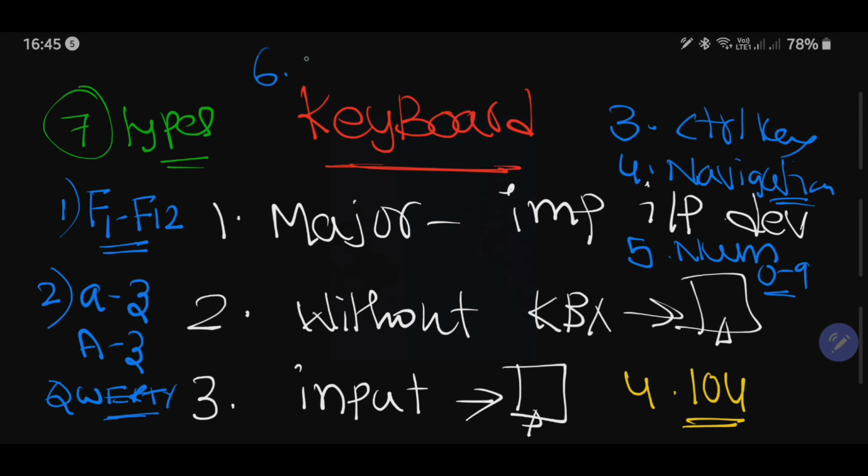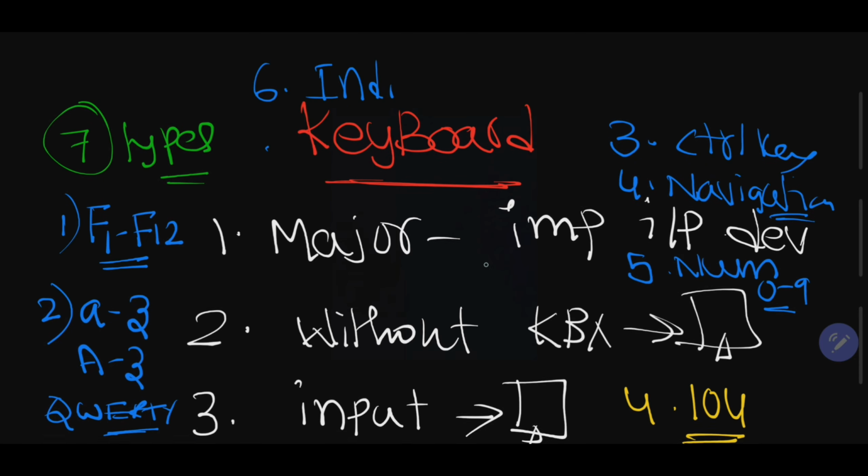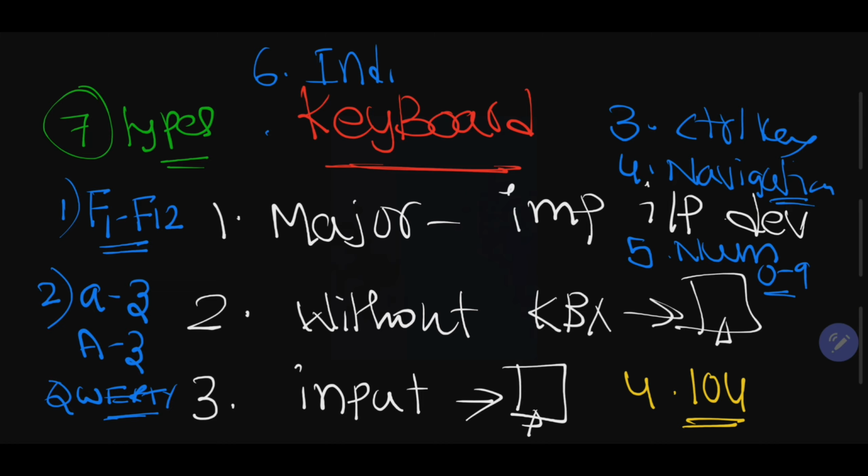Next, indicator keys. So what are indicator keys? Indicator keys means caps lock on, scroll lock on, num lock on. There are some kinds of indicators you have to find out.